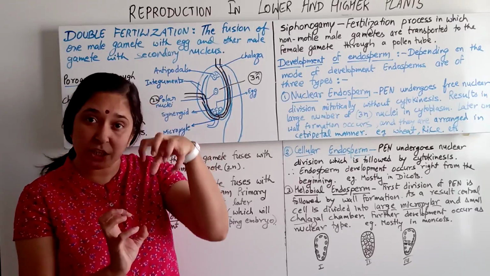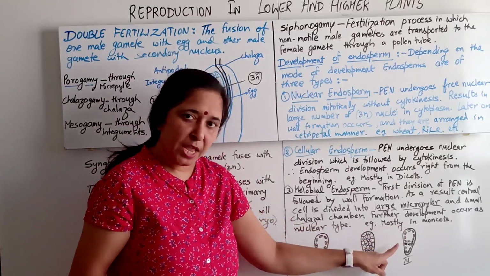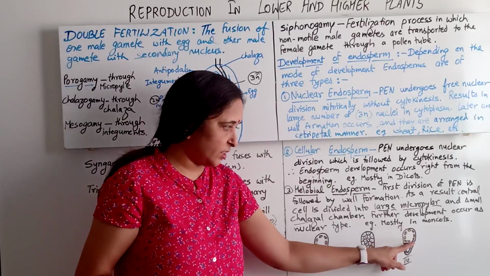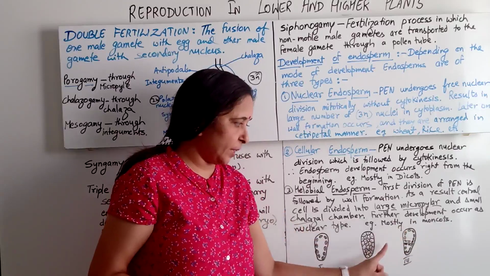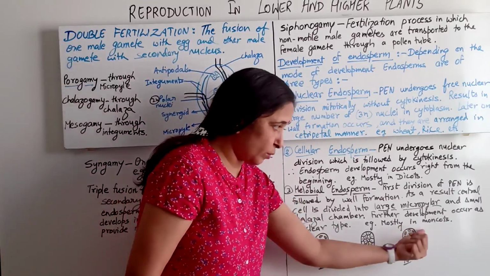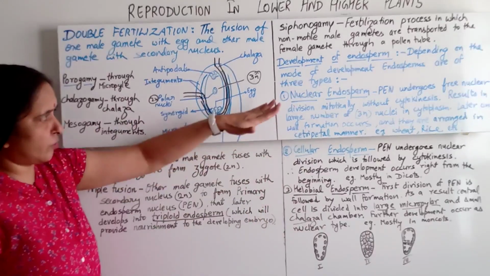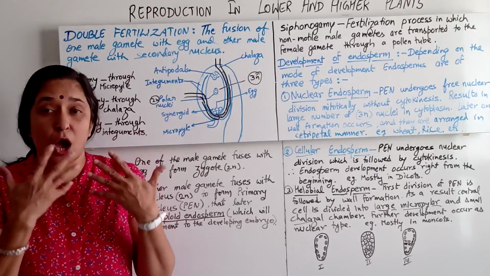Then after this major division, further division takes place in each chamber, and the nuclei are arranged like this at the periphery. Such type of development or structure is called the helobial endosperm, and this is mostly found in monocots. So these are the three types of endosperm, depending upon how they divide during development.